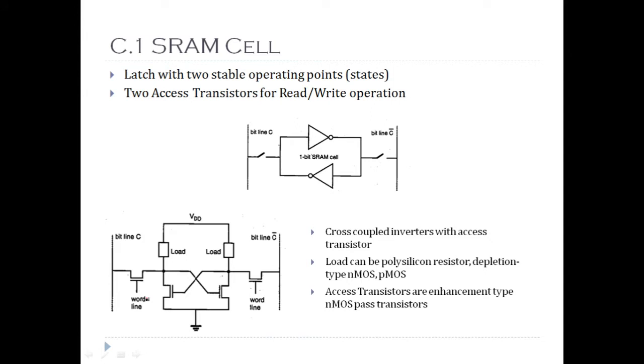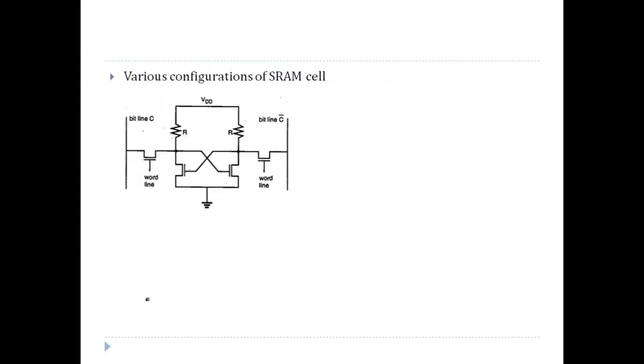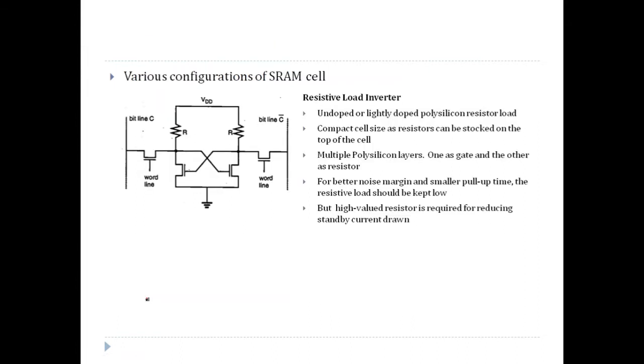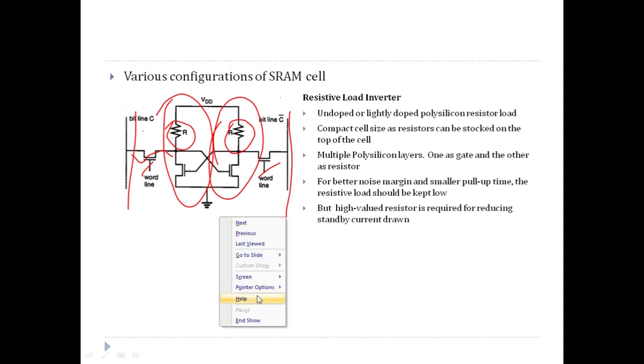Now, based on the type of device which is used for load, there are three configurations available for SRAM cell. So we'll study these three configurations in the next slide. The first configuration is resistive load inverter. Here you can see the load is replaced with these resistors, and this gives us the first inverter circuit, and this is another circuit. These are two switches through which the cell is connected to bit line C and bit line C bar.